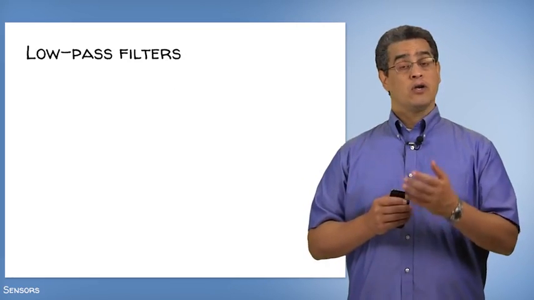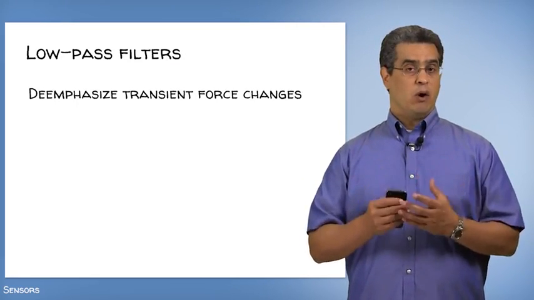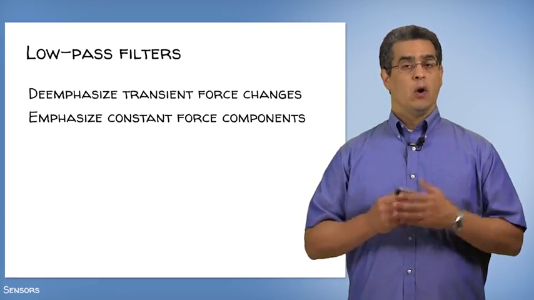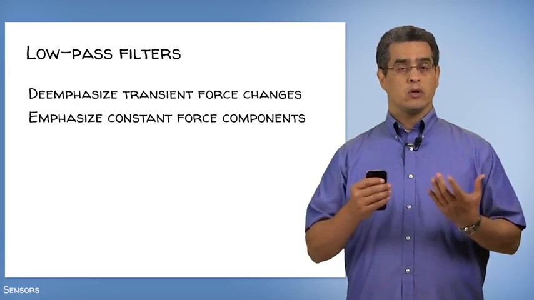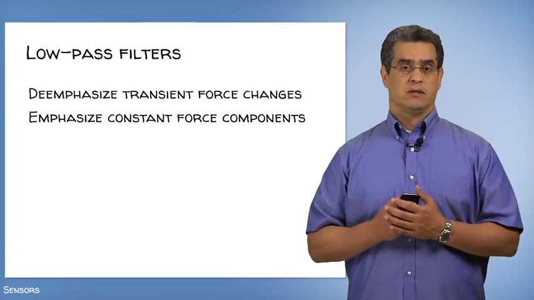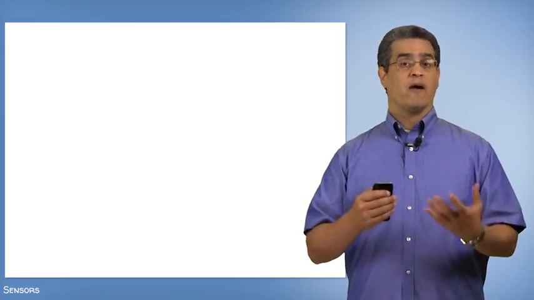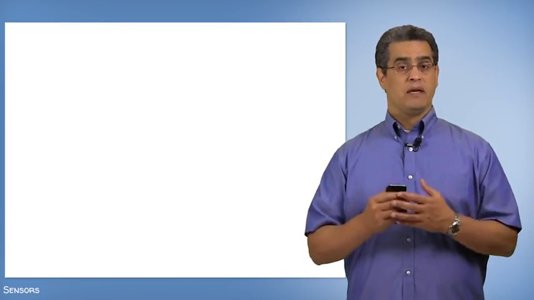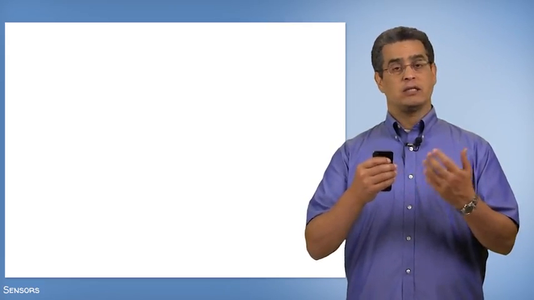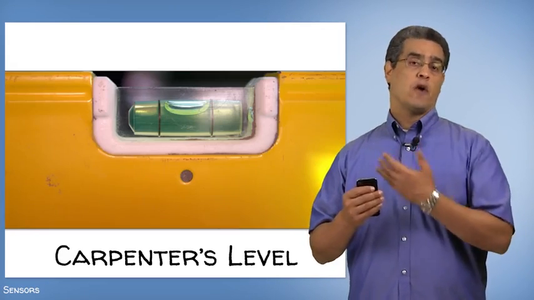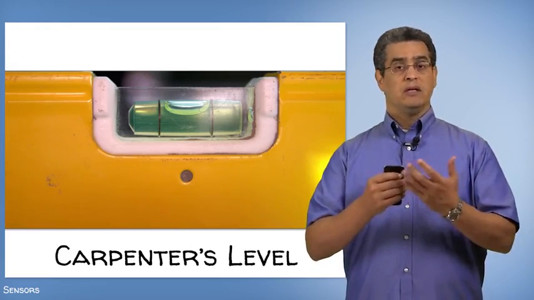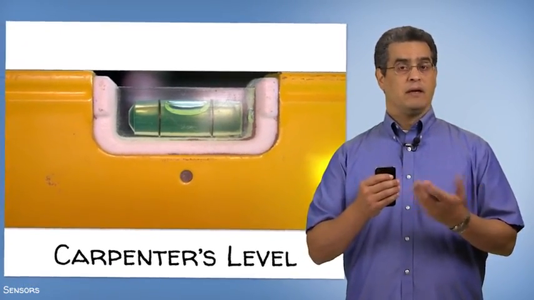Low-pass filters are used to de-emphasize small transient force changes while emphasizing the long-term constant forces. You might use a low-pass filter when your application needs to pay attention to the constant force of gravity, for example, and you don't want to be affected just because your hand shakes a little. A real-life example of this would be something like a carpenter's level. The bubble needs to move based on gravity, not based on small hand twitches.